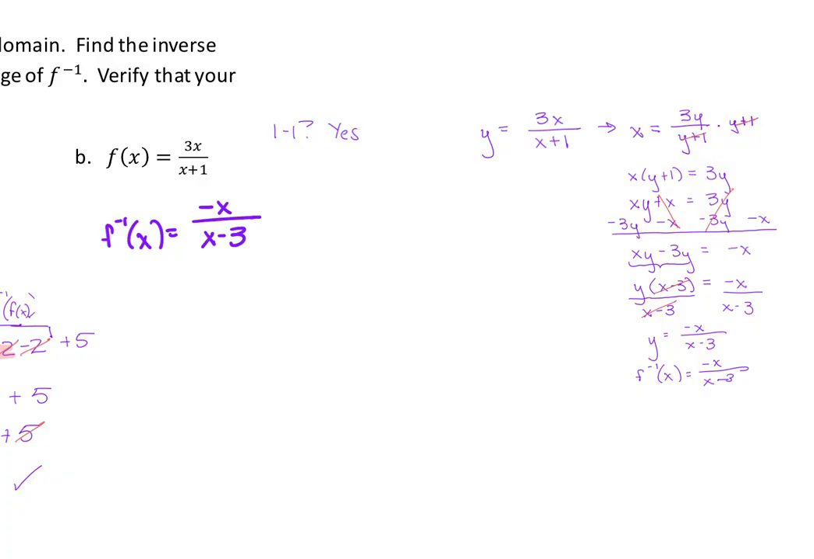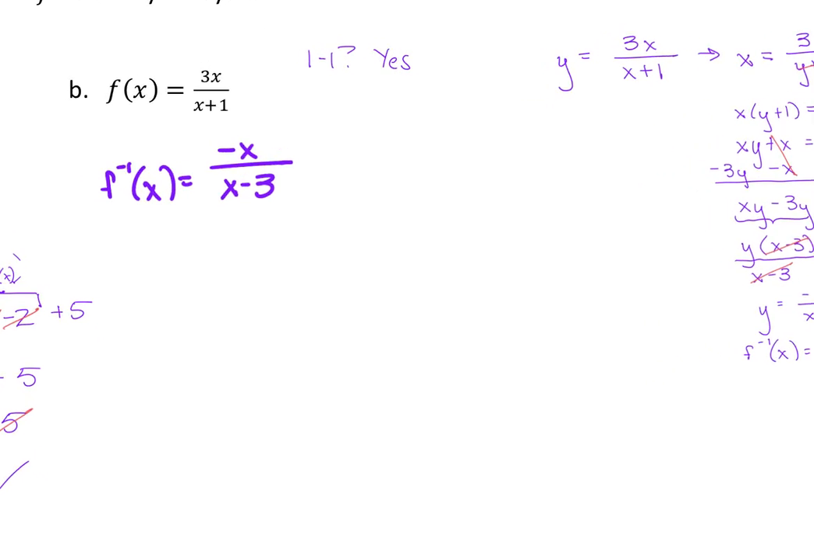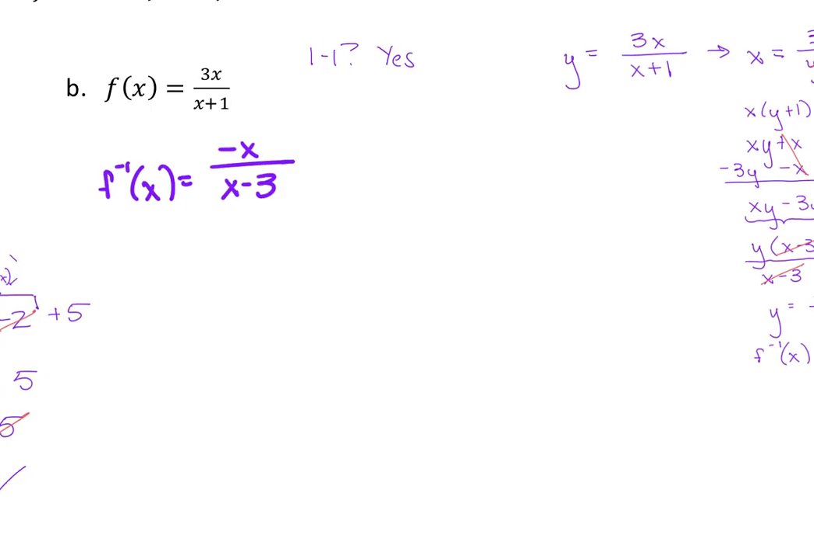Okay, we want domain and range for each one of these. And so let's talk about our f of x. F of x, to find our domain, we want to set the denominator equal to 0. And if we do that, what we get is x equals -1, and we put not equal to.